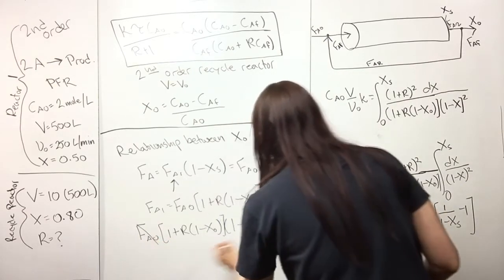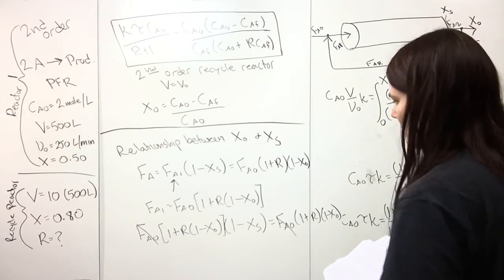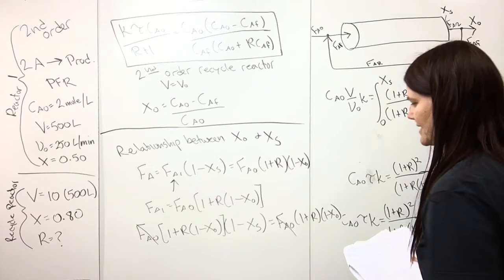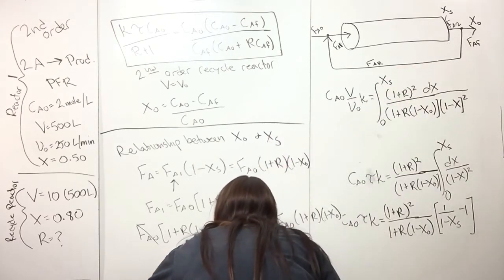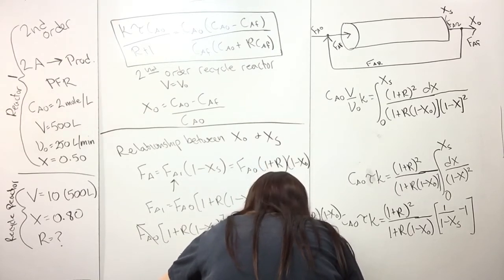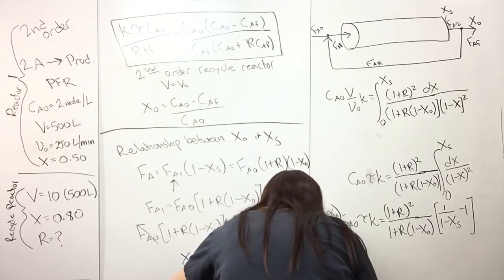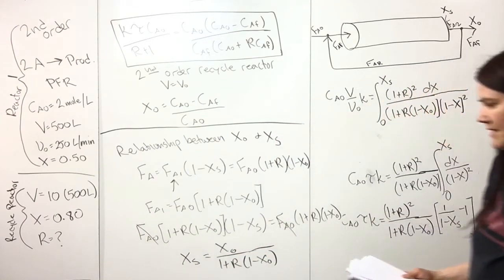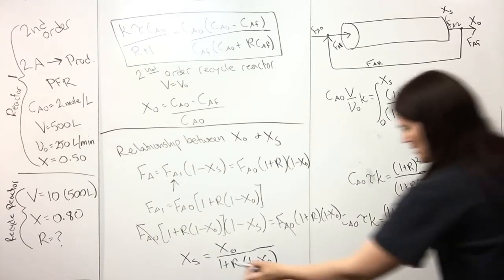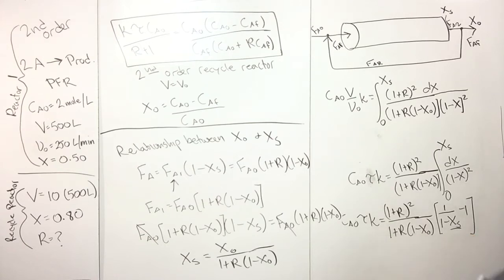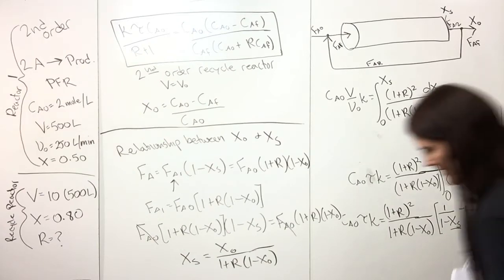So then these cancel. I'm not going to work through all this math in detail, but if you solve this for XS, what you get is XS equals X naught over 1 plus R times 1 minus X naught. Then you can plug this equation for XS into here, and so you can write this in terms of X naught. I'll do that real quick.